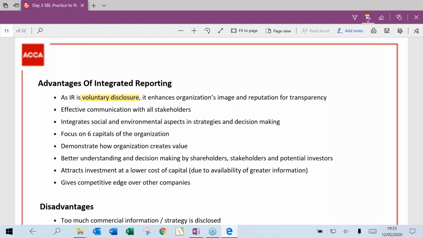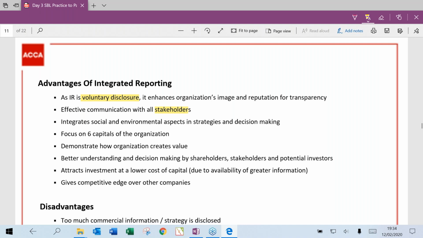Okay, no compulsion there. So since it's a voluntary disclosure, it enhances the organization's image and reputation for transparency. Do you agree? So integrated reporting is not yet mandated. Okay, it might be another 5-10 years till it becomes mature and it might become mandatory, but as of now it's a voluntary disclosure. So whichever organization discloses the information using integrated reports, it enhances their reputation for transparency. And then it says effective communication with stakeholders.